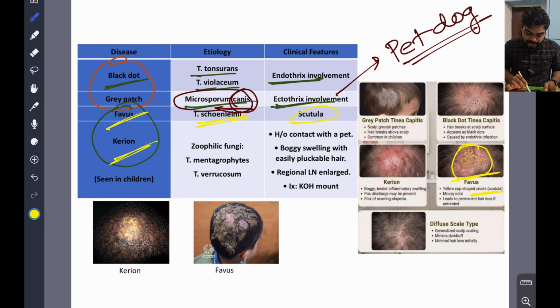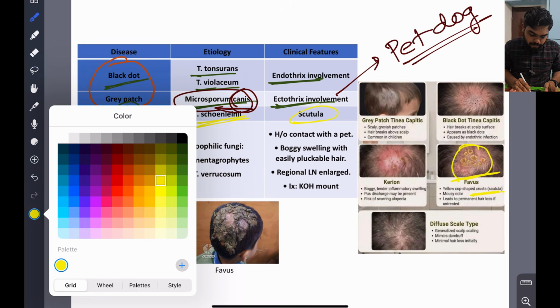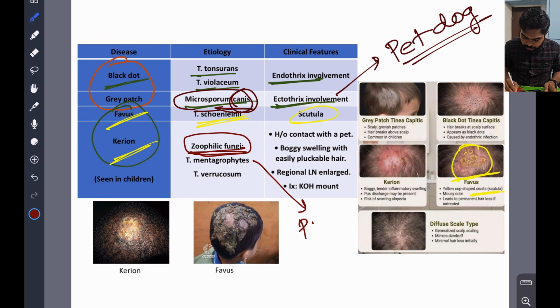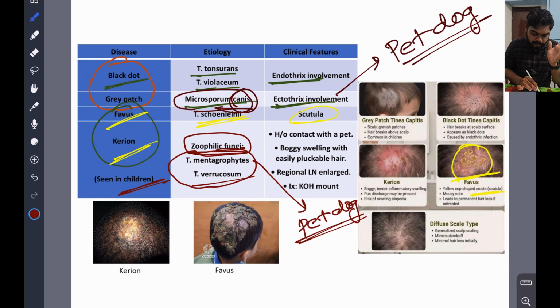Clear? Okay. Kerion. So I told you about canis. Similarly, kerion is caused by zoophilic fungi, living in the zoo. So here also a history of a pet dog or pet will be there. So it is a zoophilic fungus. If there is a pet dog and it is inflammatory, it will be kerion. Especially seen in children. So this is Trichophyton mentagrophytes and Trichophyton verrucosum. See, very important species of Trichophyton.